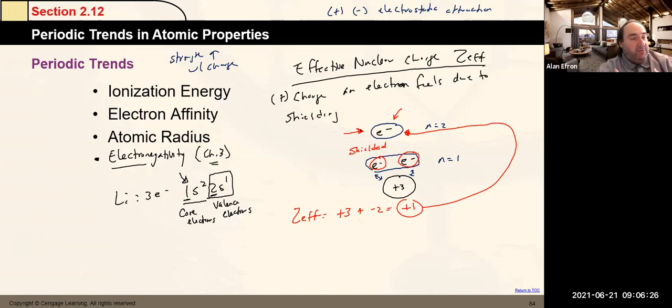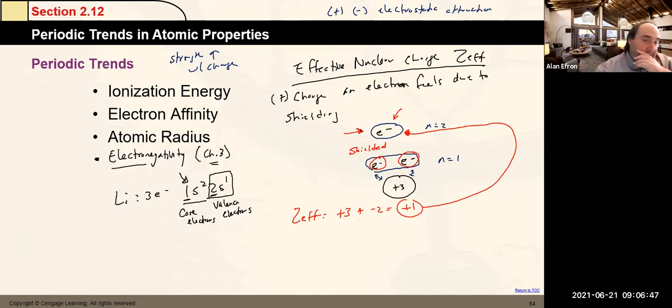They're not feeling as strong of a positive attraction to the nucleus. So they're hanging in there, but you can't convince them to leave or even share in certain cases. And you could not really have that happen with our core electrons, which are really close to the nucleus. You can't really convince them to leave because of that really strong attractive force.